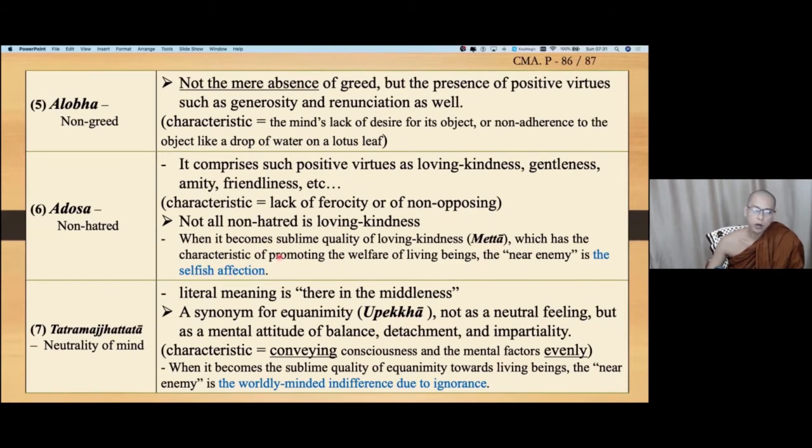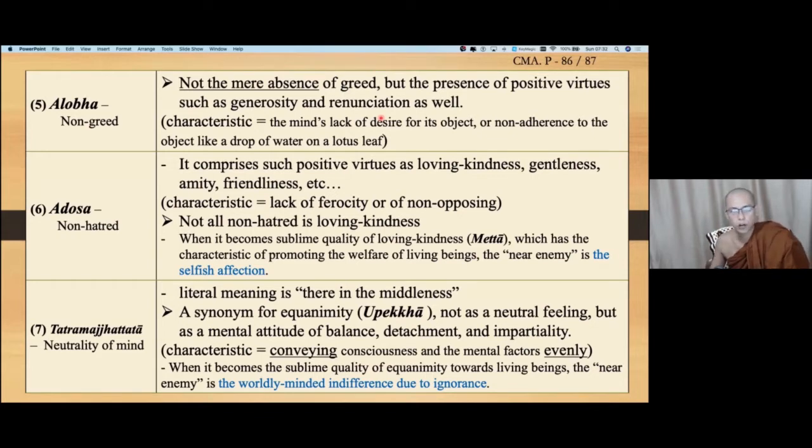Then aloba. Aloba is translated as non-greed. So non-greed, not the mere absence of greed. If we say non-greed, sometimes we can misunderstand it as the absence of greed, lobha. But actually, it is not only the absence of greed, because if it is only the absence of greed, that is just a concept, not reality.